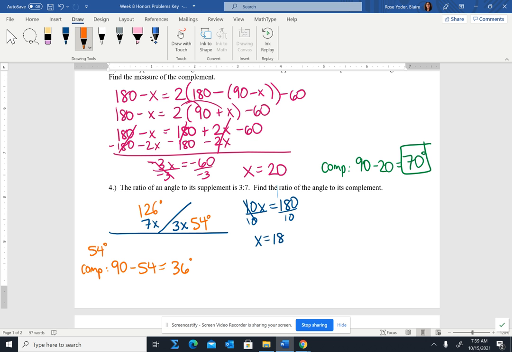So the ratio of the angle to its complement is 54 for the angle to 36 for its complement. We could leave it like that, but ratios are like fractions, so we can simplify them. Both of those numbers are divisible by 18. So we could just say it's a 3 to 2 ratio.